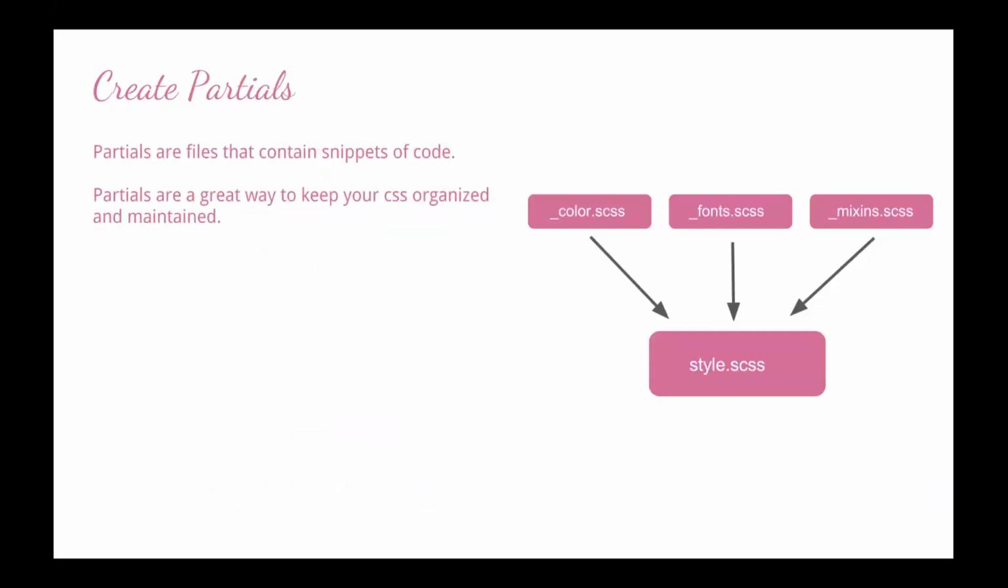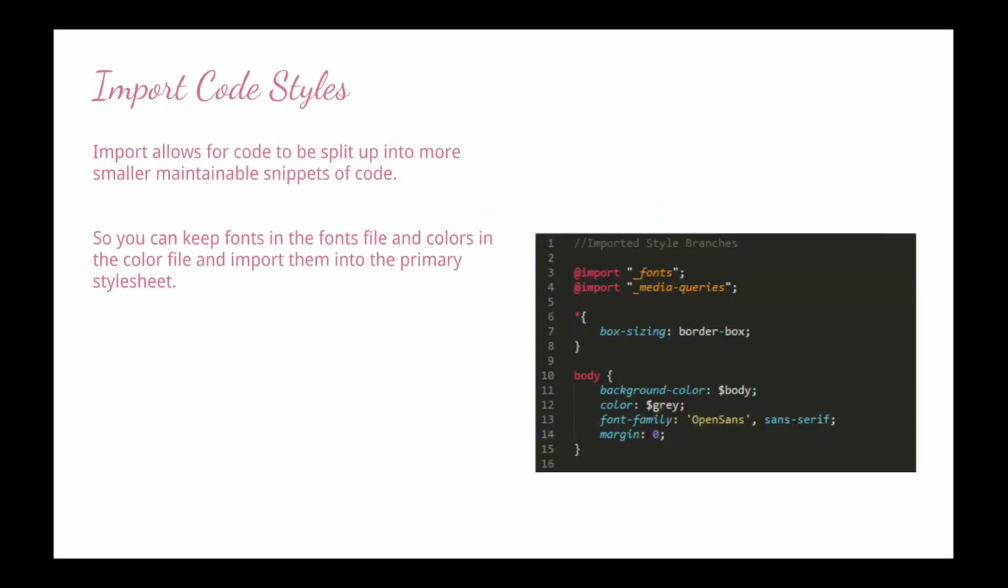You can also create partials, which are files that contain snippets of code, and it's a great way to keep your CSS organized and maintained. So if you're working with, say, your website branding colors, you don't have to put them just in that style sheet. You can simplify it and organize it more and put them in a specific color sheet. If you want to change your colors, you can just refer to the color sheet. And then once it compiles, it will add to the CSS page.